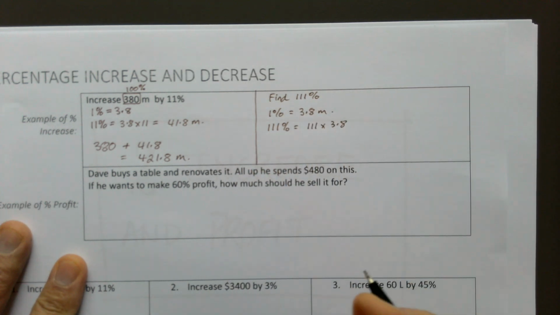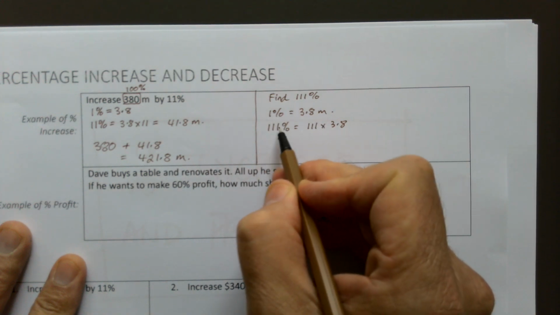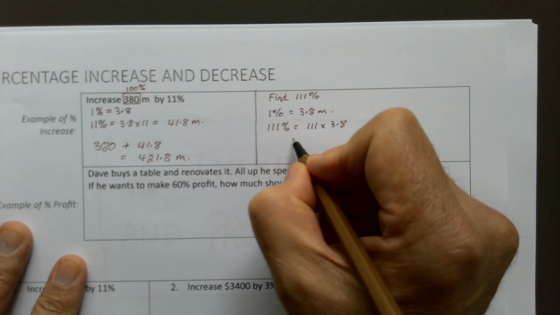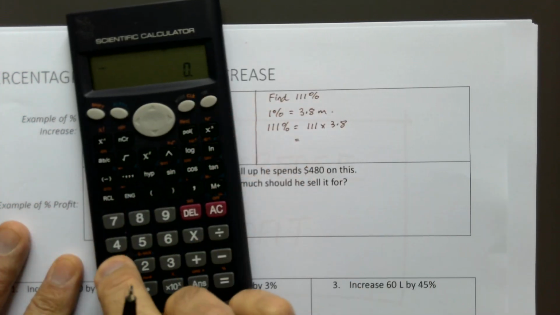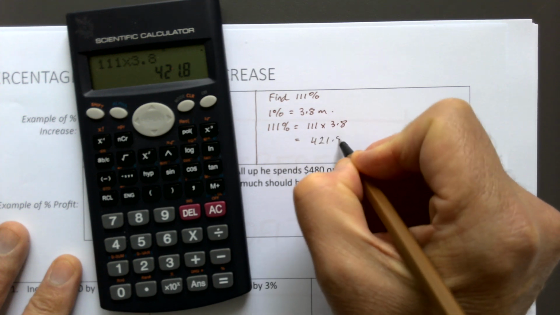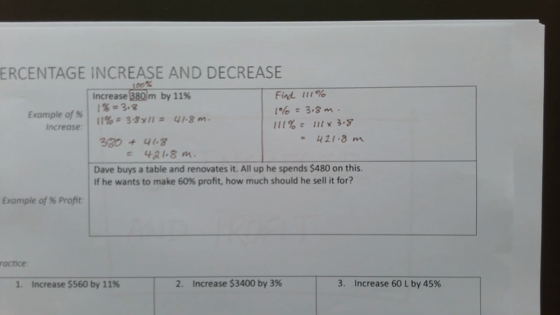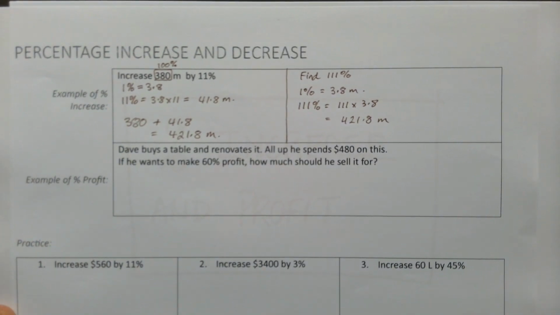Because remember, with the 1% method, it doesn't matter what percentage you're finding, you find 1%, and then however many percent you need, you just times it by that. So I'm doing exactly the same thing. 111 times 3.8. Oh, look at that, same answer, 421.8 metres. Either way is perfectly correct. No one way is going to get you more marks than the other. You decide which one you like the best. Stick with one and just know how to drive it. But that 1% method does help no matter what.